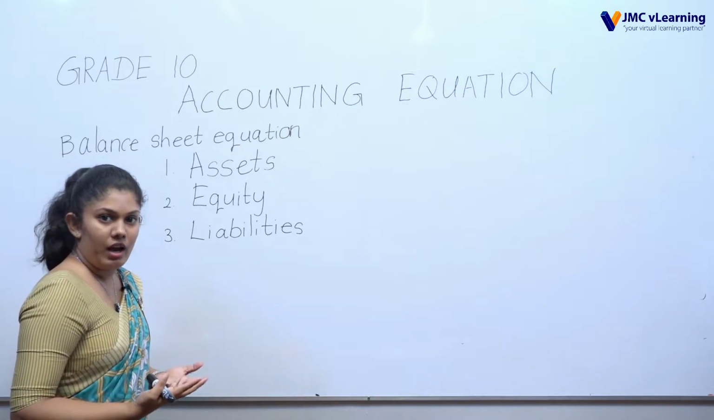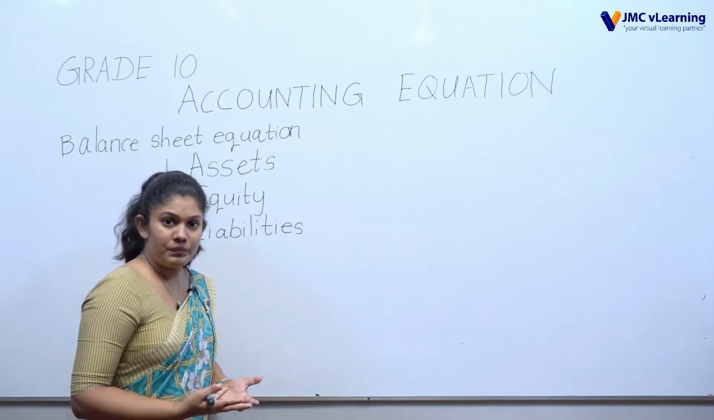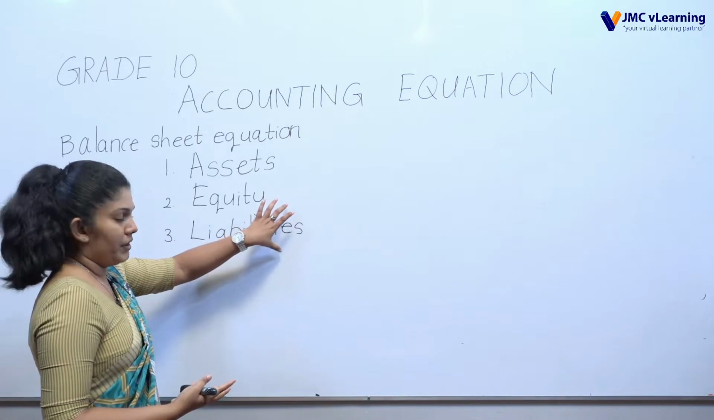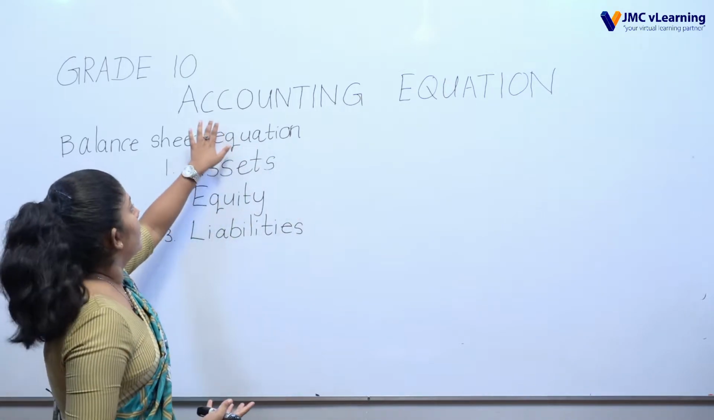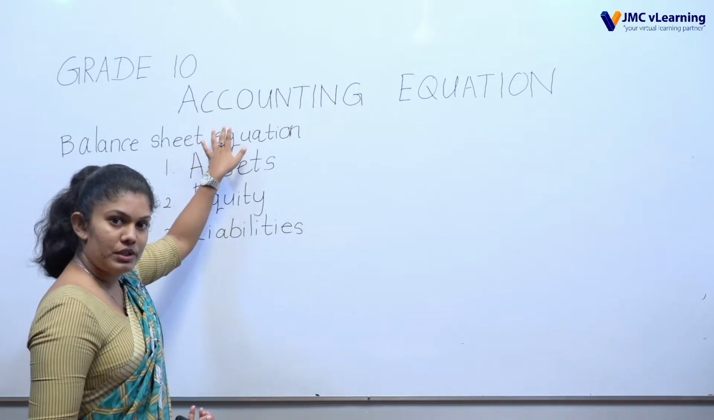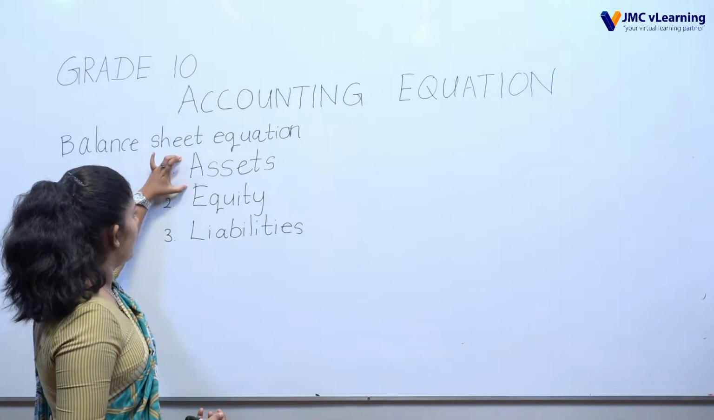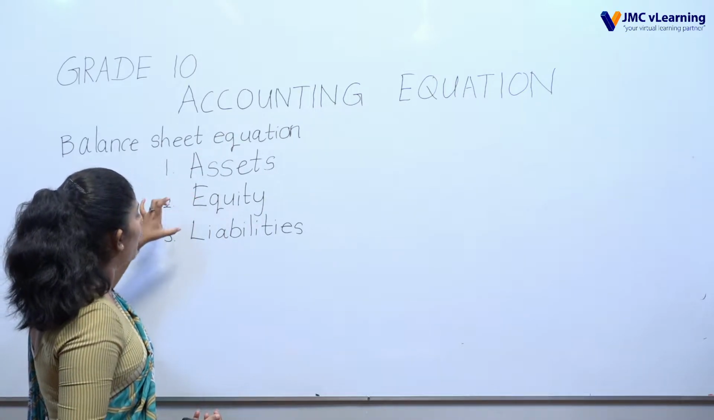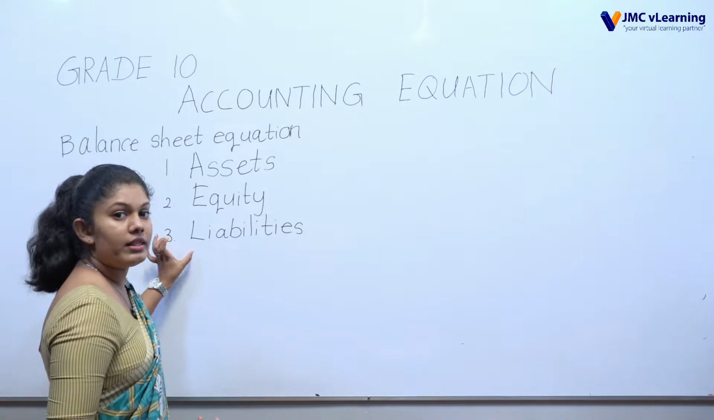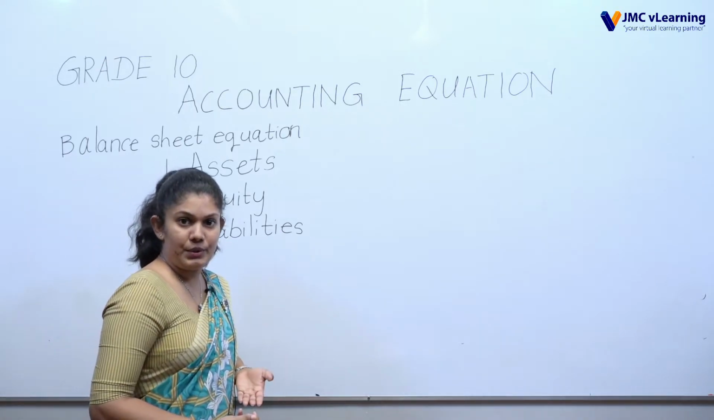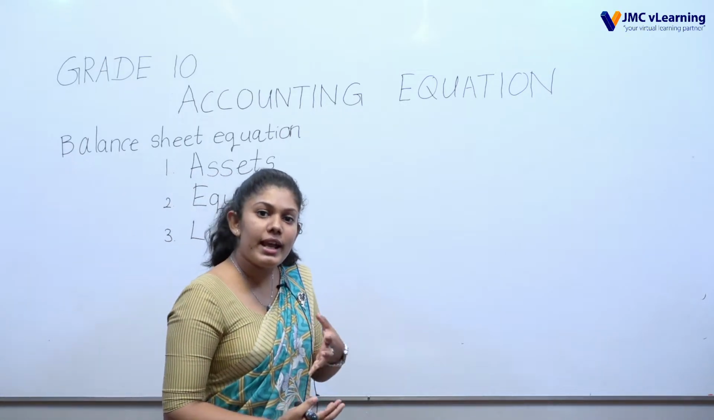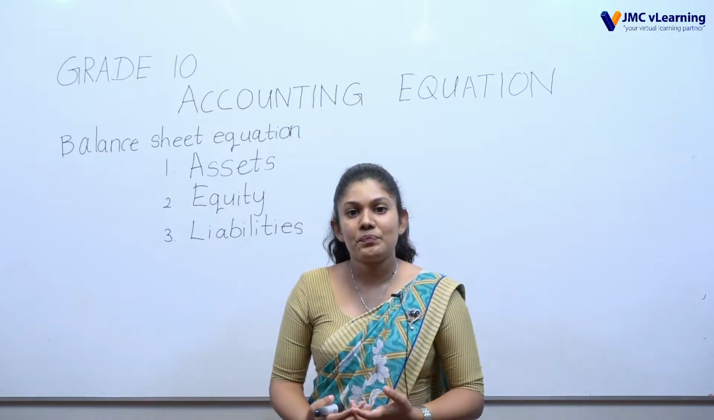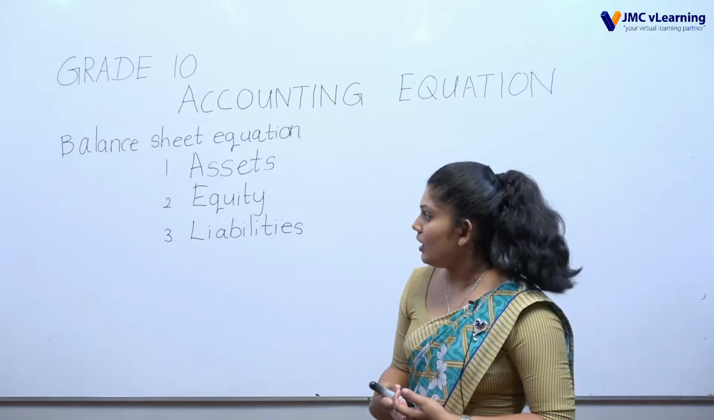How many are there? How much is there in these components? The accounting equation shows how many assets, how much equity, and how many liabilities there are inside a business, or the connection, the relationship among these components.